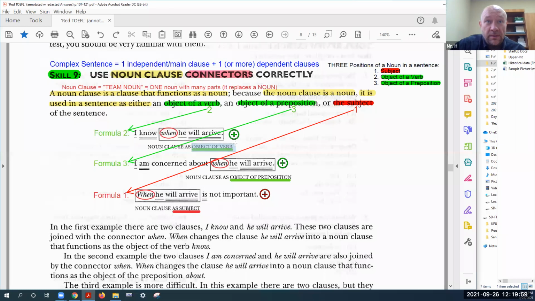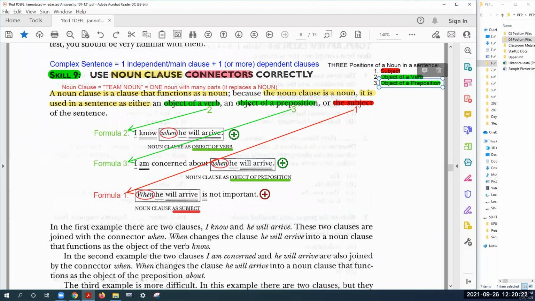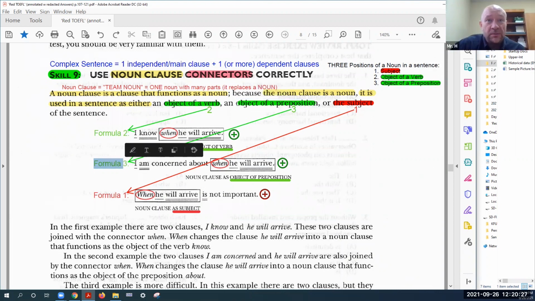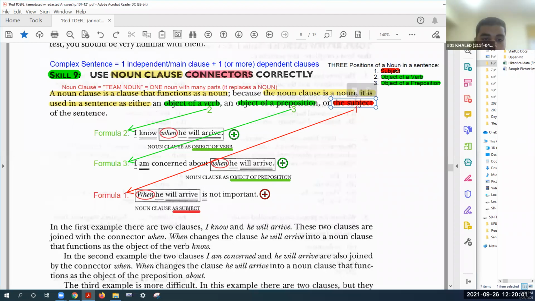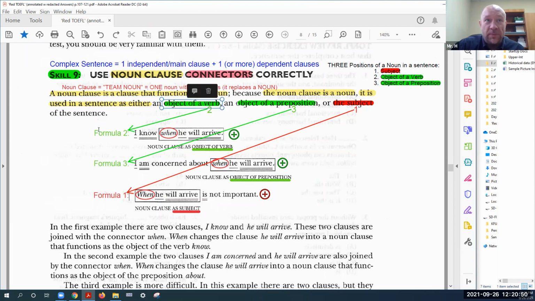Can you read it? Object of a verb. Second position, object of a verb. Formula 2, object of a verb. All right, how about formula 3? What is the third position? Object of a preposition. What is formula 3? Object of a preposition. Do you see the system here? First position, subject, formula 1. Here, object of a verb, formula 2. Object of a preposition, that's position 3, that's formula 3. Okay? All right, so let's take a look at formula 2.